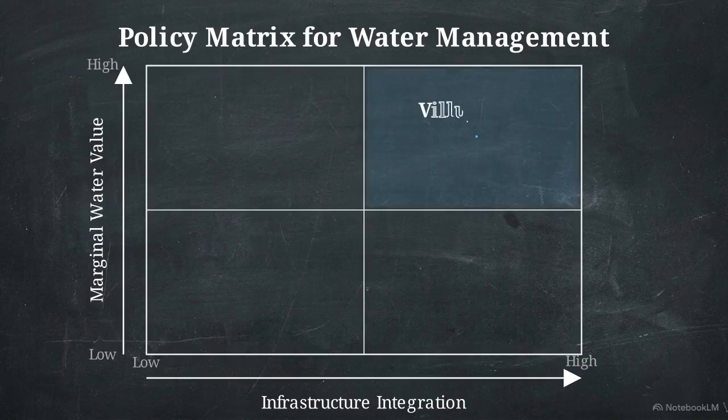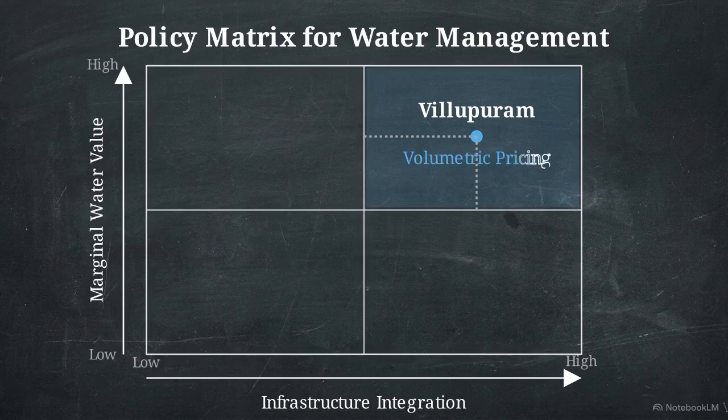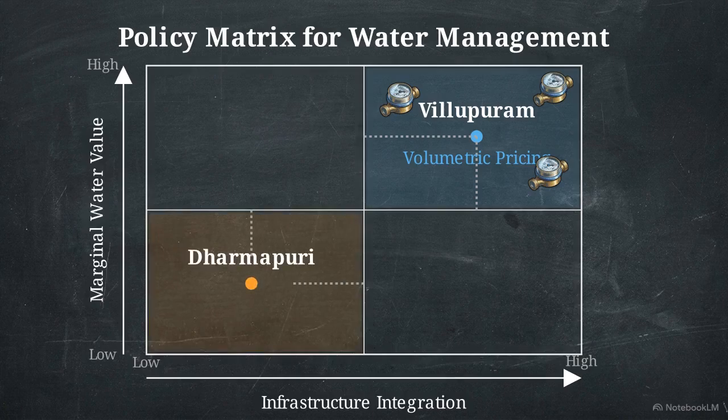High-performing districts like Villapuram map to the top right quadrant, representing high value generated by highly integrated canal systems. The policy solution for this quadrant is volumetric pricing. By installing flow measurement devices at canal outlets, authorities can implement market-based pricing to drive efficient allocation.